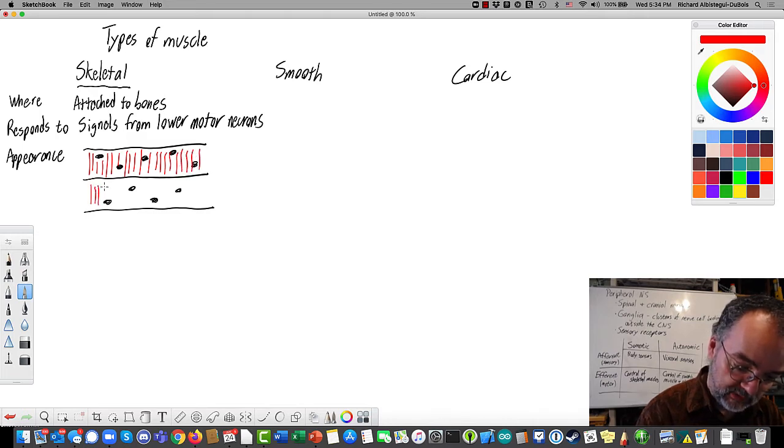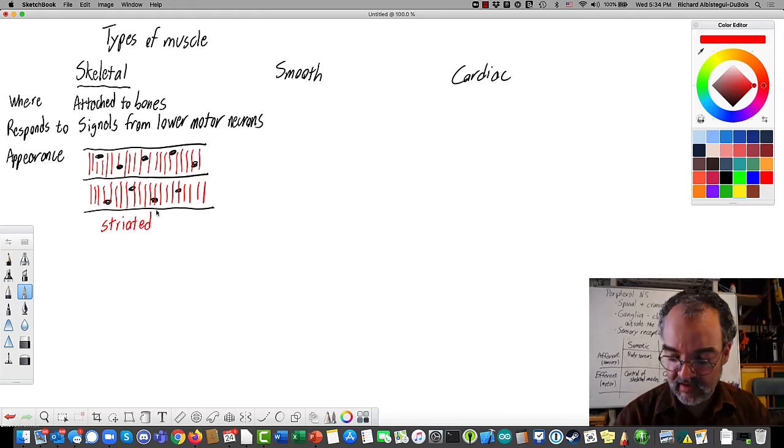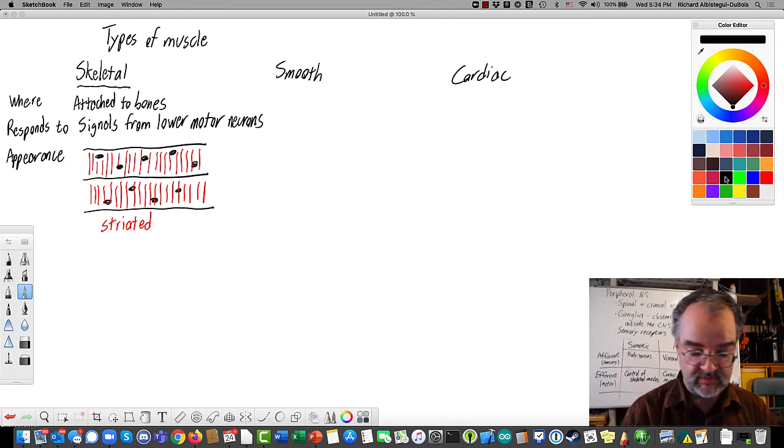If you've ever looked at skeletal cells under a microscope, you've seen what I'm talking about. They are what we call striated. We'll see in a couple of other cells, other types of muscle, some differences with that.